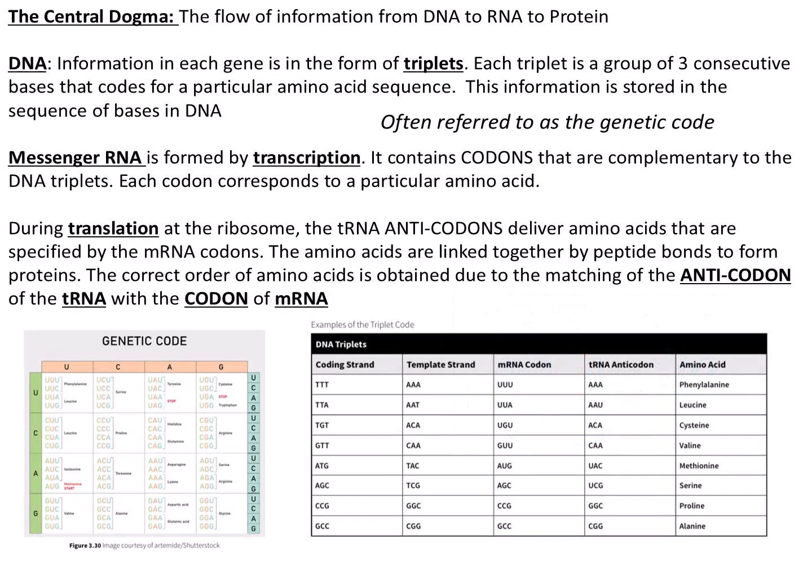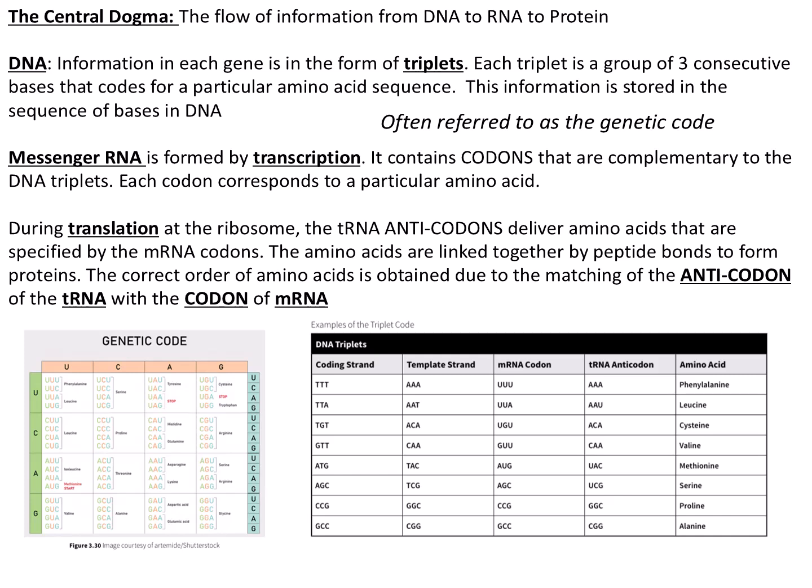The central dogma refers to the flow of information from DNA to RNA to protein. DNA has the information in the form of triplets. Each triplet is a group of consecutive bases that codes for a particular amino acid. This information is stored in the sequence of bases in DNA, so this is often referred to as the genetic code. Messenger RNA is formed by transcription and has codons that are complementary to the DNA triplets.